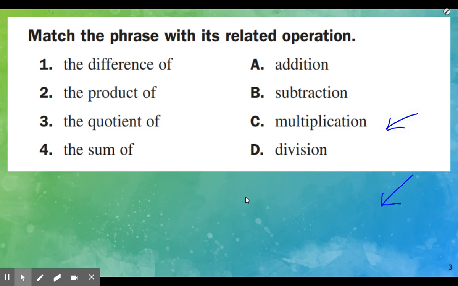Now in this one, I'm just going to have you do this in your head. You don't need anything on your desk or anything like that. Just think about whether A would go with 1, 2, 3, or 4. Would B go with 1, 2, 3, or 4, and so on.